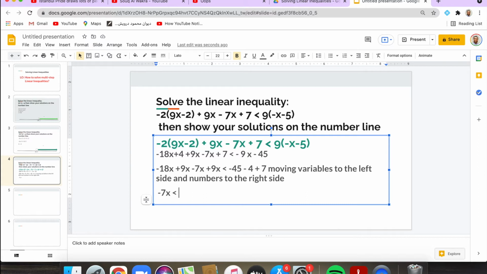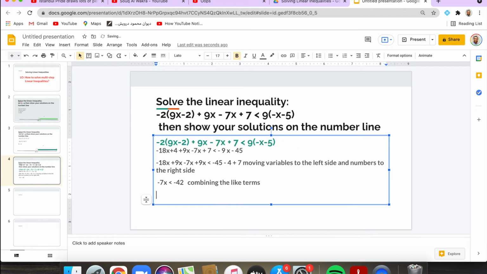Now, the other side. Negative 45 minus 4, negative 49. Plus 7, negative 42. Now, it's very easy. So we call this combining the like terms. Now, negative 7x will be divided by negative 7. Always divide by the number which is before x. Always, always. Don't divide by negative 42.